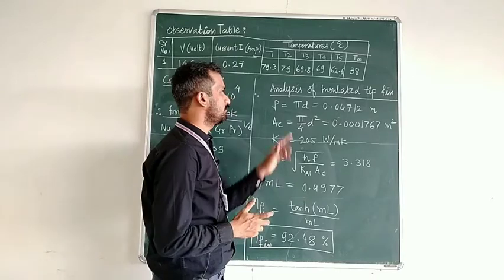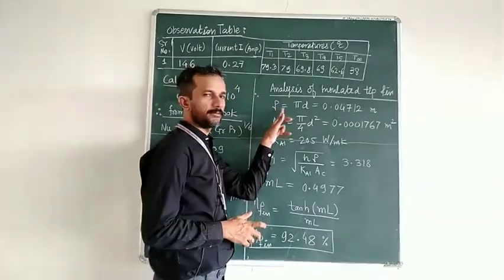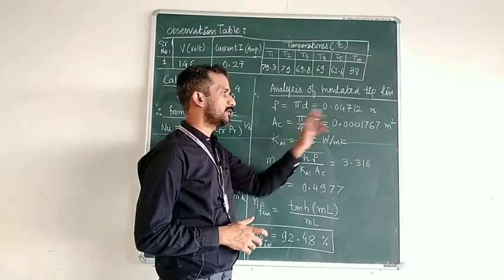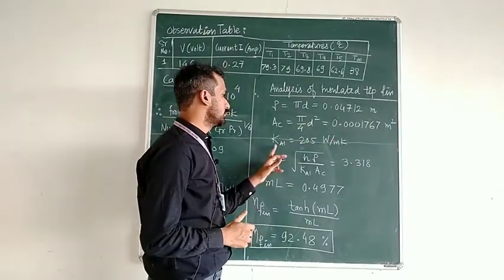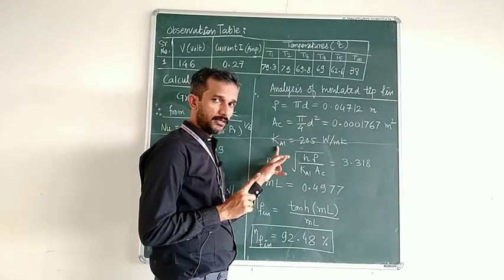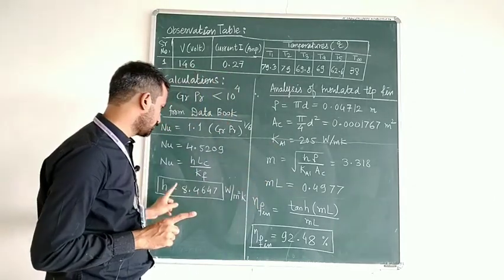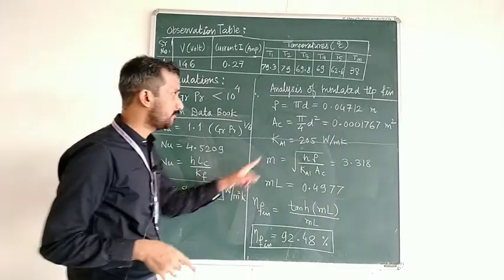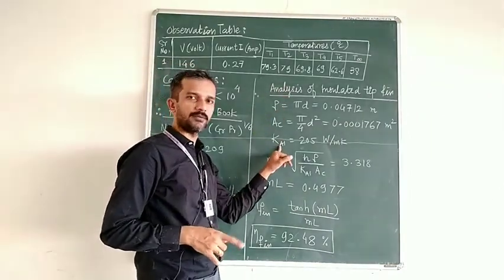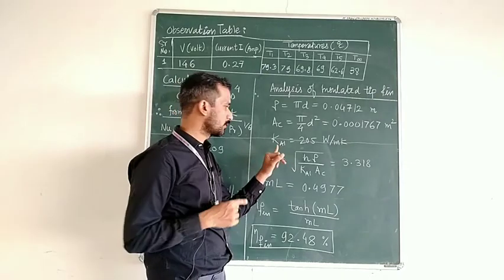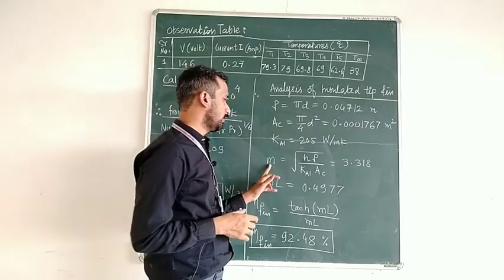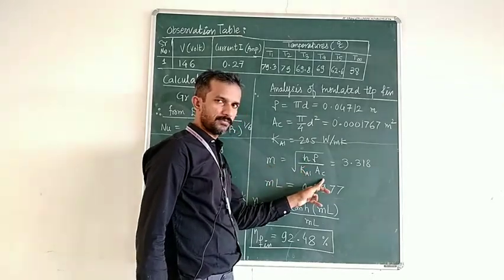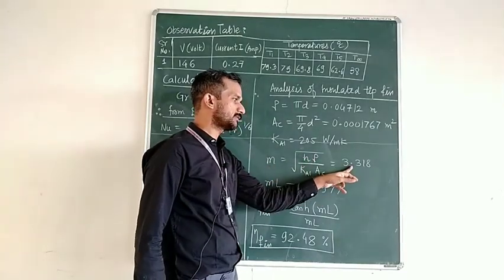To analyze the fin, we must find the perimeter of the fin, that is pi d, and the cross-section area of the fin, pi by 4 d square. Put the values and you will get these values. Then the conductivity of the aluminum material is required here. Do not confuse this with Kf. That is the conductivity of the air, which is required in the convection analysis. But in fin analysis, we need the conductivity of aluminum. That is a point of mistake. Don't make this mistake. Now we have to find this m value. This is a constant which is hP upon kAc. Put all these values and you will get m as 3.318.